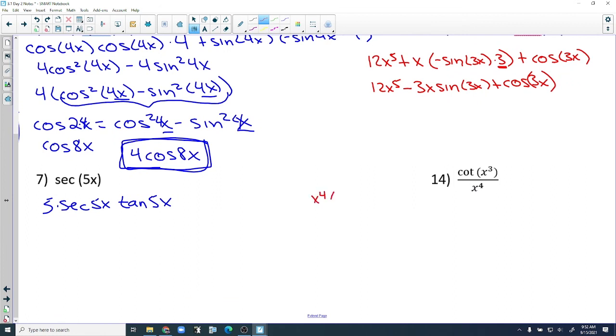Bottom times the derivative of the top times 3x squared. That should be bottom as x to the fourth. Derivative cotangent's negative cosecant squared of x to the third, and then derivative of the inside is 3x squared. So bottom times derivative of the top minus top times the derivative of the bottom, all over the bottom squared.